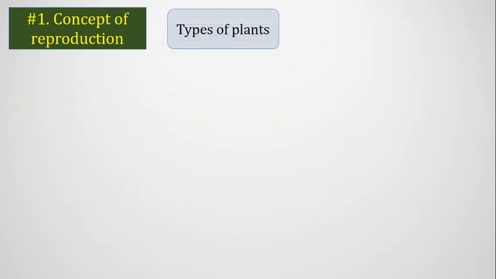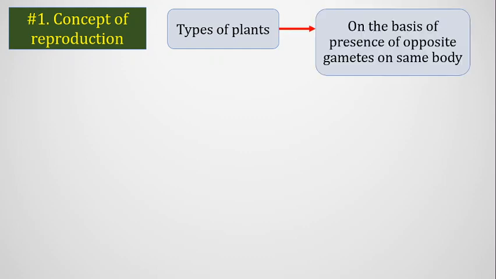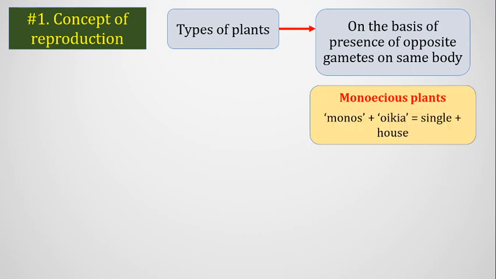Now we will classify plants on the basis of the presence of opposite gametes on the same body. In your book you will find some terms such as monoecious plants, dioecious plants, and bisexual plants. So what do they mean? At first, monoecious plants: literally, from the Greek source, it means single house. That means within the single house, both opposite gametes are present in the same body.